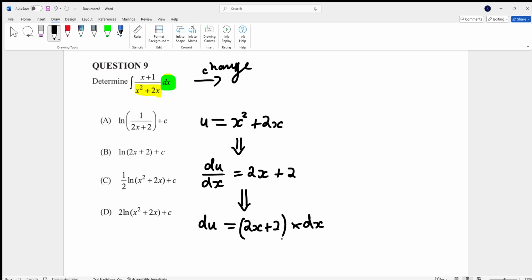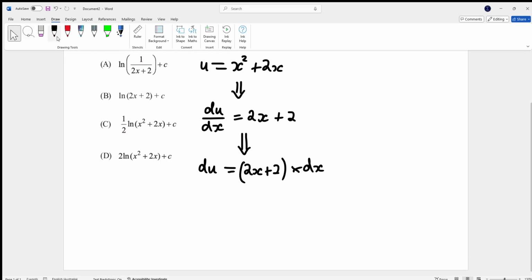Now, all we've got to do is get the dx by itself. So we have to move the 2x plus 2 to the other side. In order to do that, we divide both sides by it, and hopefully you can see why we're doing that, because it will cancel here. So du over (2x plus 2) is equal to dx.